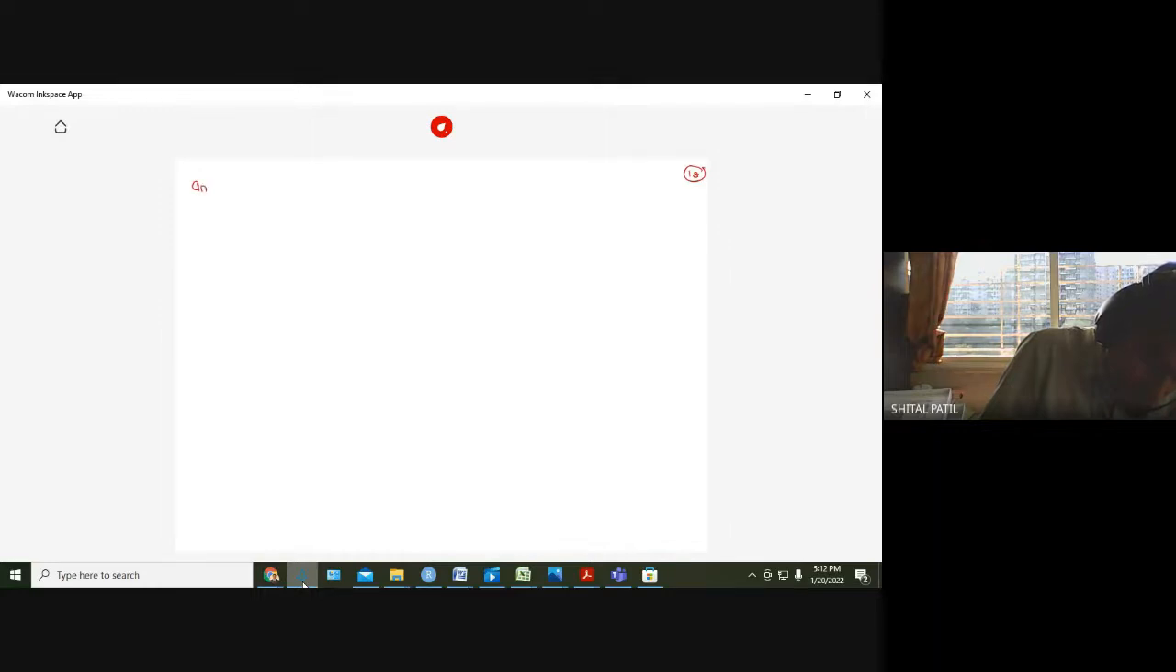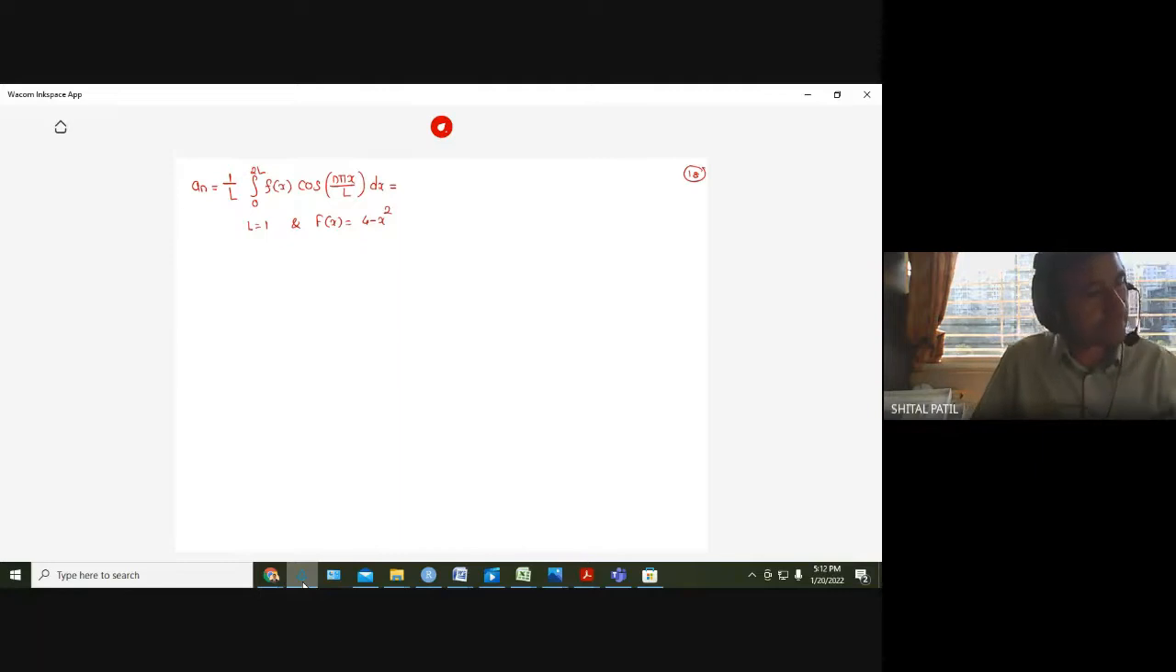A n equal to. The formula is like this: 1 upon L, integral from 0 to 2L, f of x, cos of n pi x divided by L dx. We know what L is, and we know what the value of f of x is: 4 minus x square. Substitute that. So it is 1 upon 1, then integration from 0 to 2, 4 minus x square.